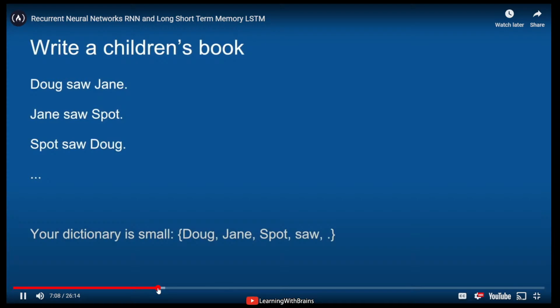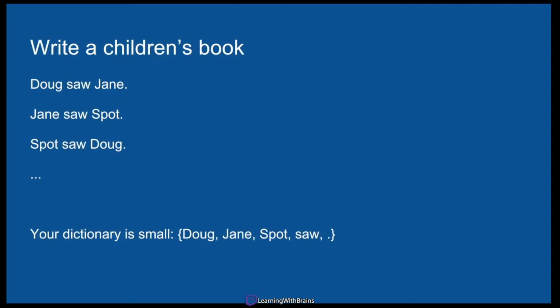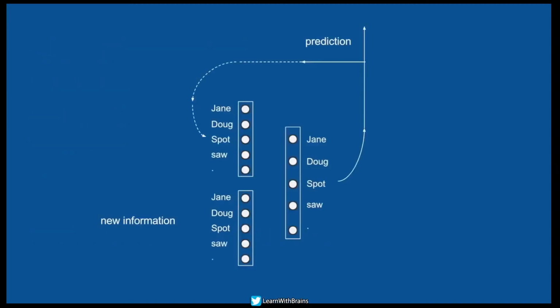So this was a nice simple example that showed recurring the words Doug, Jane, Spot, saw, and a period. And the task of the neural network is to put these together in the right order to make a good children's book. So to do this, we replace our food vectors with our dictionary vectors.